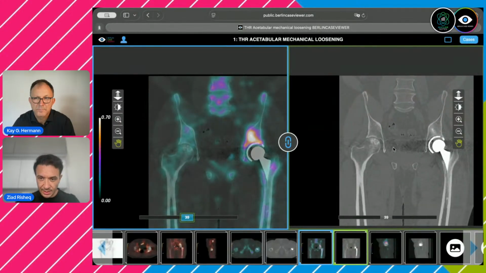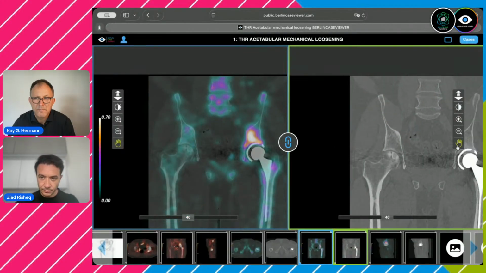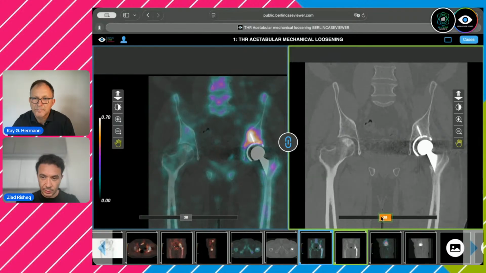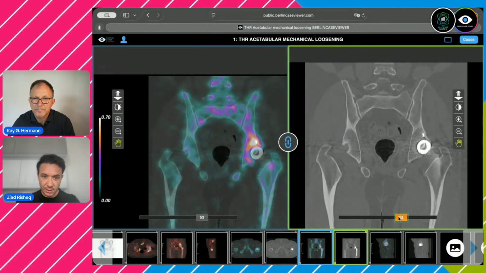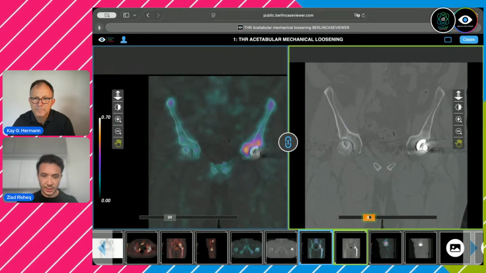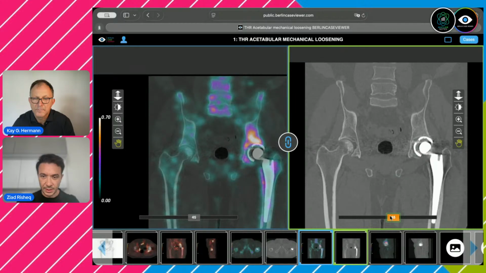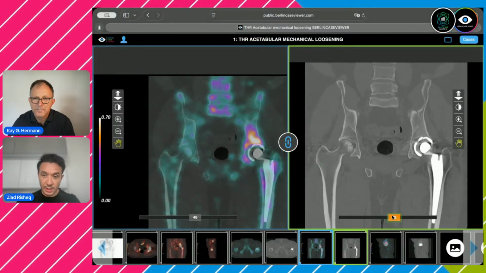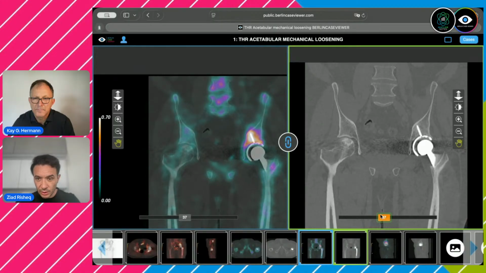Now, when we look at the CT part, let me just zoom in. You can see there is a lucency over here at the bone prosthesis interface, and we don't want to see this under normal conditions. So when you see this and there is a corresponding intense FDG uptake or intense blood pool activity and delayed tracer uptake, you have to think of loosening.